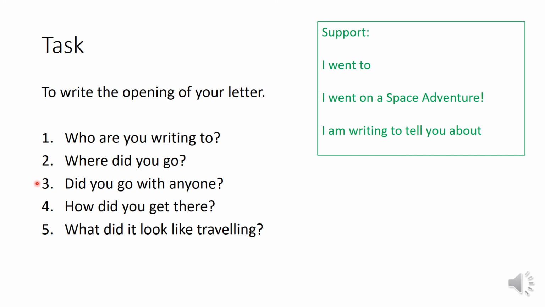So remember, I went with Little Grey Rabbit, but maybe you went with someone else, or maybe you just went on your own. Then you need to tell us how did you get there. So did you go in a rocket, or did you go in a bed rocket, just like our story Back to Earth with a Bump? And then the last sentence you're going to write today is you're going to tell us what it looked like whilst you were travelling up to space. And this is where you can add in lots of good describing words, so your adjectives, to really tell us what it looked like.